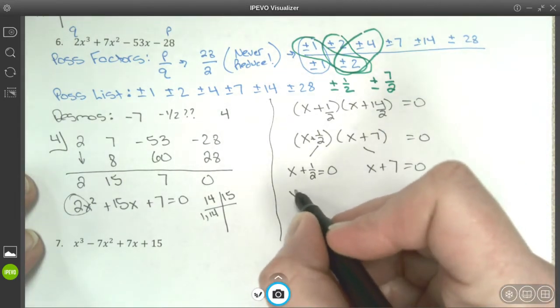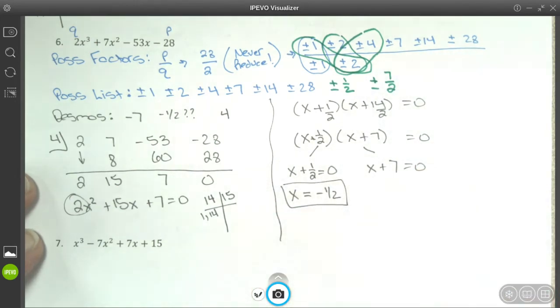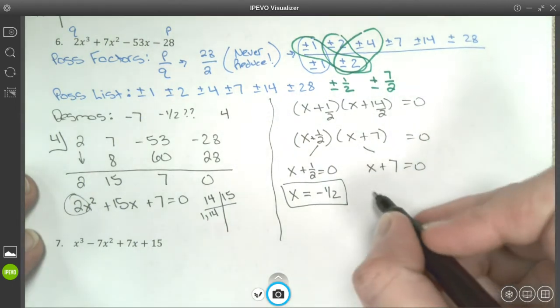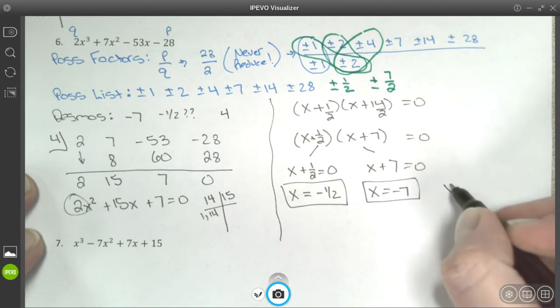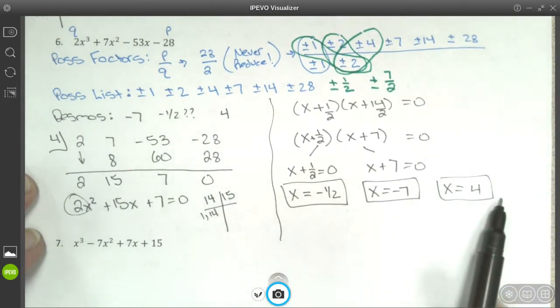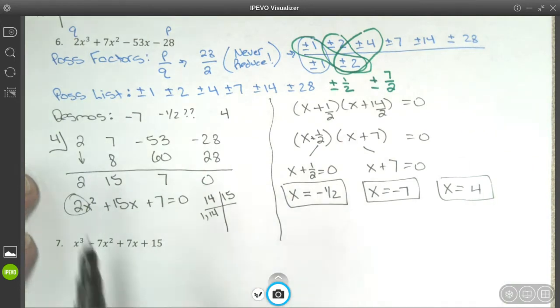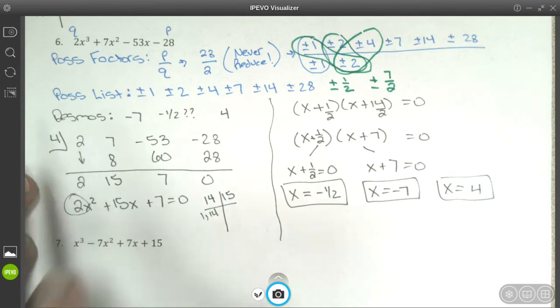So I'm going to subtract the 1/2 over. So x does equal -1/2. So where it was at on the graph, that really was -1/2. x equals -7, and x equals 4. So if it tells you to list all of your solutions, don't forget to go back and get probably your original one.